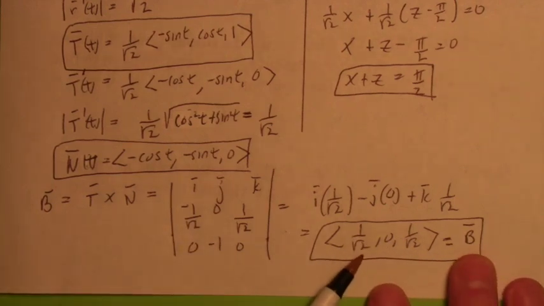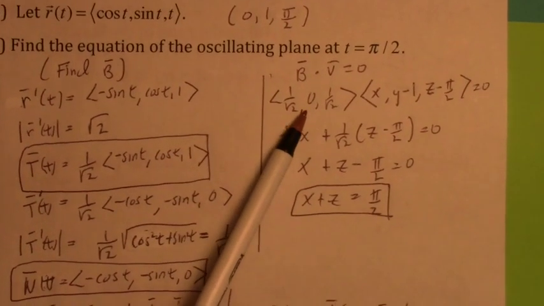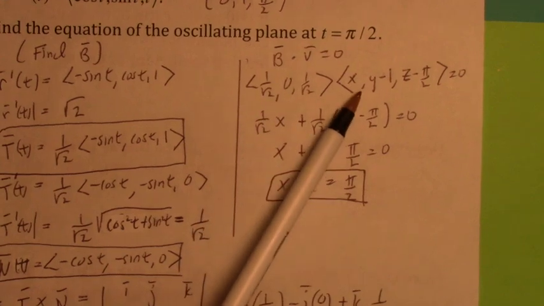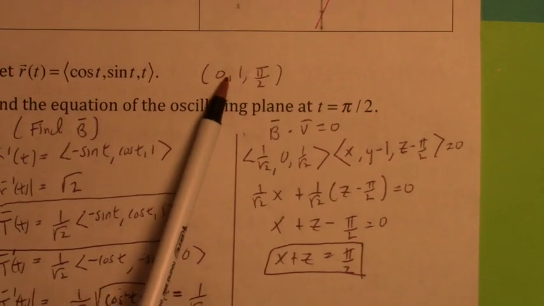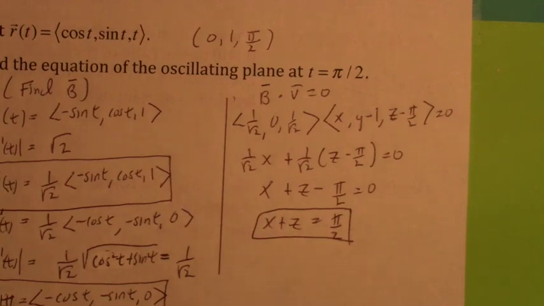Now that you know the normal vector for your plane, and you know a point, all you have to do is dot b with the direction vector to any other point in the plane, and then take the dot product. It turns out to be this: x plus z equals pi over 2.